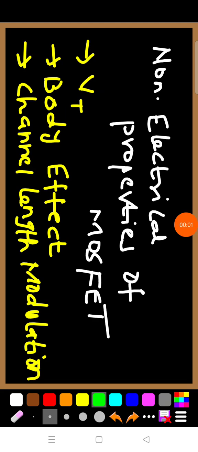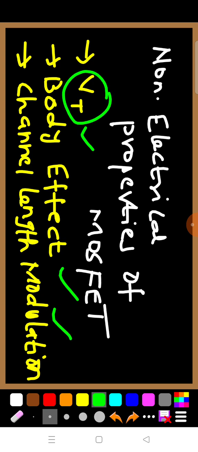Welcome back. In this class, we are going to discuss the non-electrical properties of MOSFET. The first non-electrical property is the threshold voltage, the second is body effect, and the third is channel length modulation.